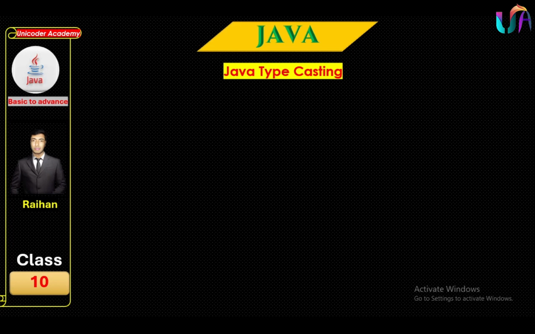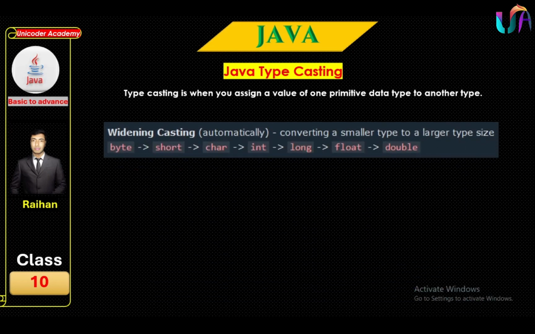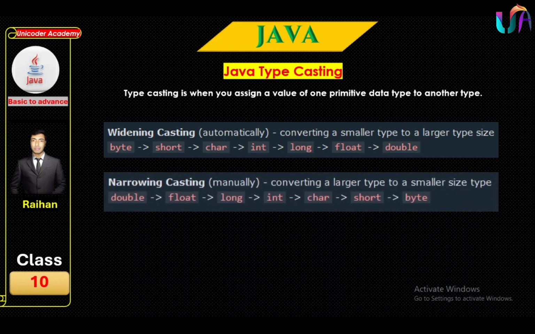In this video, I will be talking about Java typecasting. Typecasting is when you assign a value of one primitive data type to another type. There are two types of casting: number one is widening casting and number two is narrowing casting. Widening casting is automatic and narrowing casting is manual.